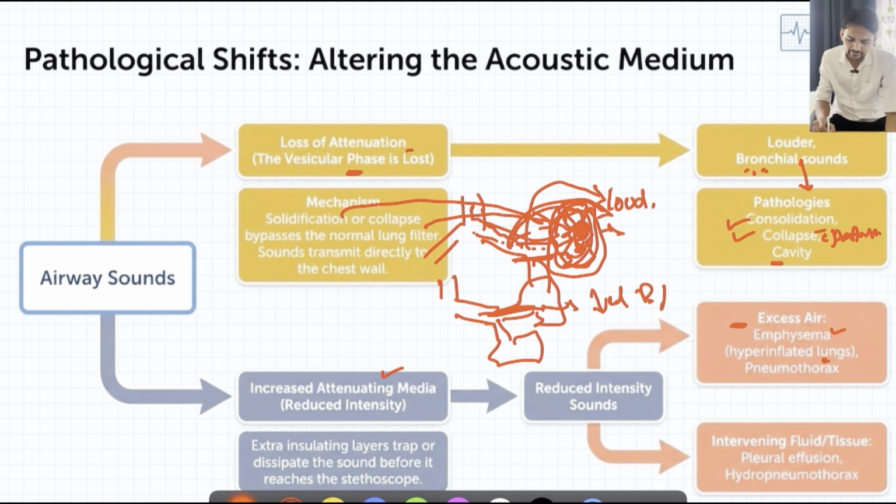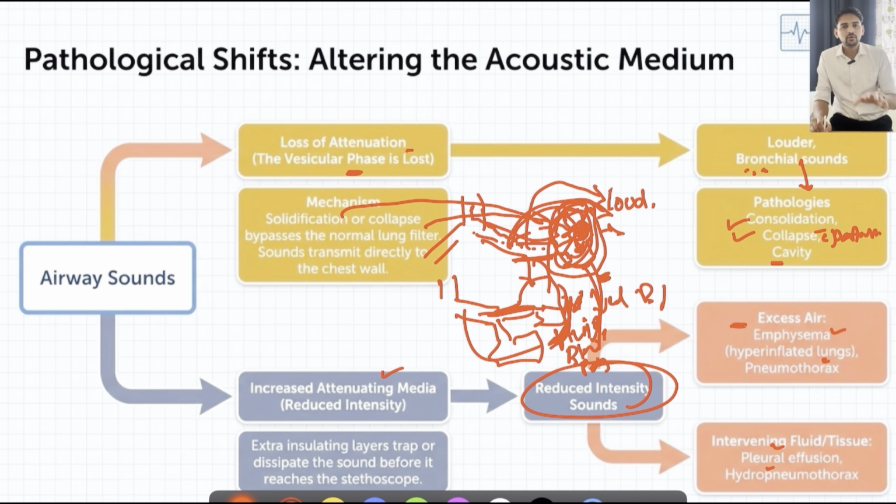Or if there is presence of another intervening media, that is fluid or blood or even pus, between these structures and the auscultating area over chest wall. So if anything is intervening and which is attenuating the sound, for example in case of pleural effusion, hydropneumothorax, there might be further attenuation of the sounds, leading to reduced intensity of breath sounds.